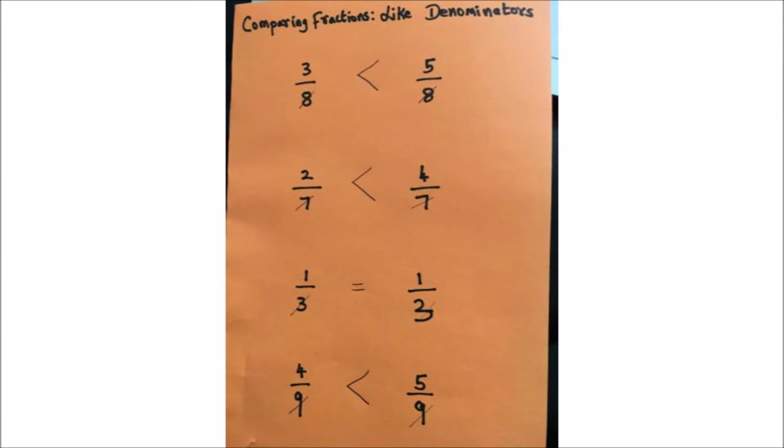Here are a few examples of comparing fractions with like denominators. 3 by 8 and 5 by 8. Strike out the same denominators 8 and 8 and compare 3 and 5 as whole numbers. So 3 is lesser. So the fraction 3 by 8 is lesser. Next, compare 2 by 7 and 4 by 7. Strike out the same denominators and compare 2 and 4 as whole numbers. 2 is lesser. So the fraction 2 by 7 is lesser. So the rule is when fractions have the same denominators, strike out the same denominators and compare the numerators as whole numbers.